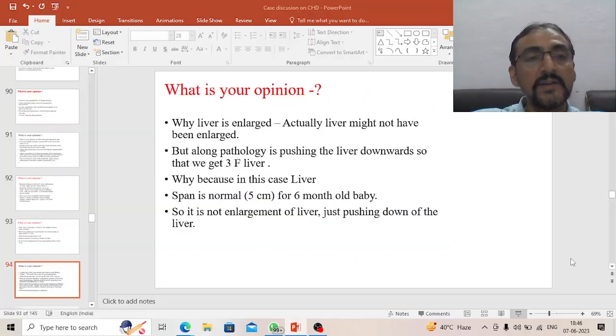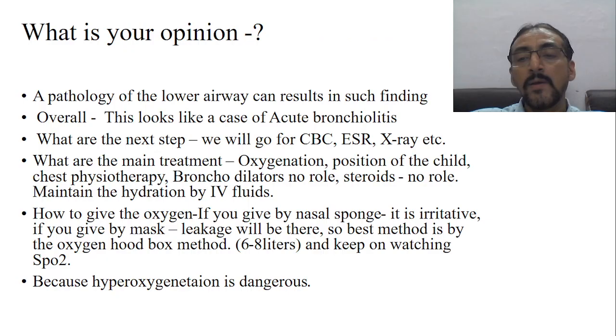Okay, you go further now. A pathology of the lower airway can result in such findings. Okay, so pathology of the lower airway, viral origin. I told you earlier that most of the time lower respiratory tract infection is usually bacterial. But this is one condition, bronchiolitis, where lower airways are affected, terminal bronchioles and respiratory bronchioles are affected, the lowermost portion near the alveoli, but it is caused by a virus. So always you have to remember this bronchiolitis. So overall this looks like a case of acute bronchiolitis.